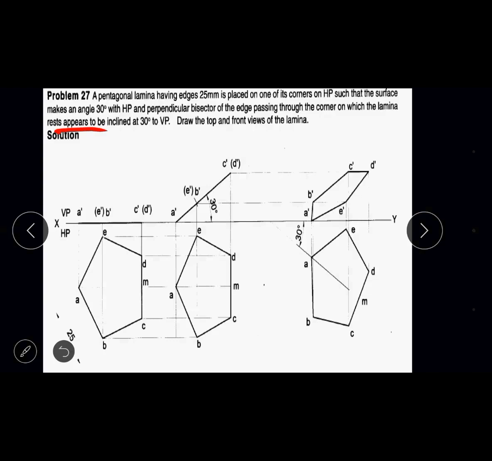is the angle made by the perpendicular bisector of the pentagonal lamina, that is the line AM in the third figure. Because of the word "appear", the given angle itself is the beta angle. The given 30 degrees to VP, the angle of the median of the pentagonal lamina, is the beta angle. When the given angle itself is the beta angle, there is no necessity of finding the beta angle.